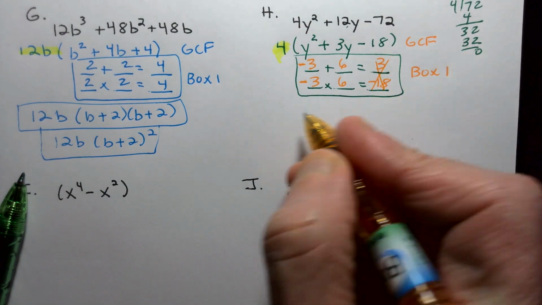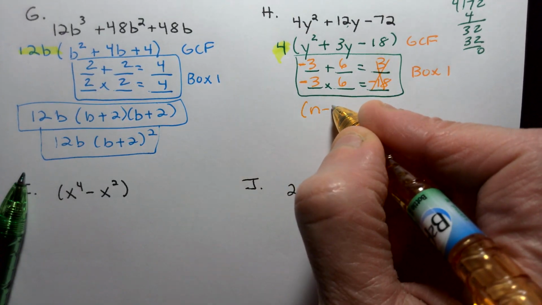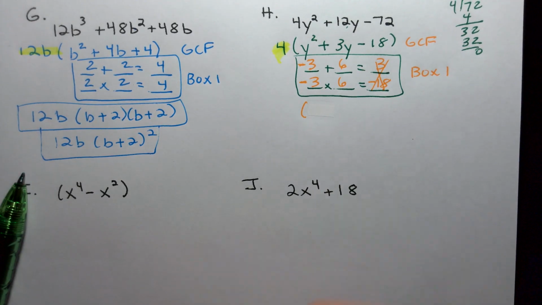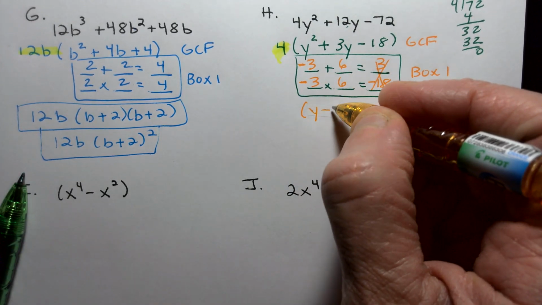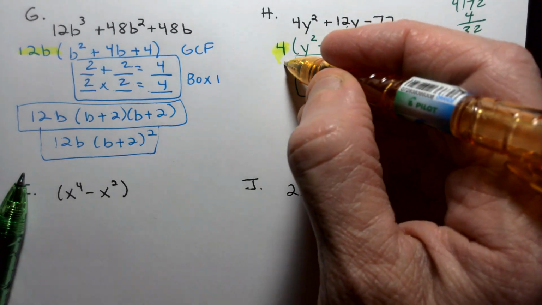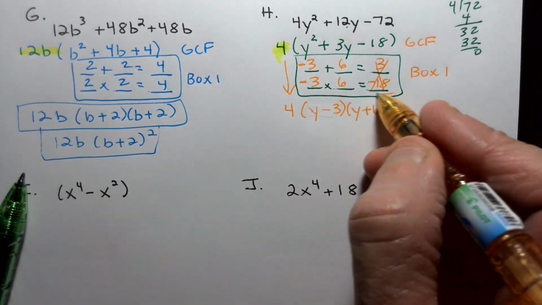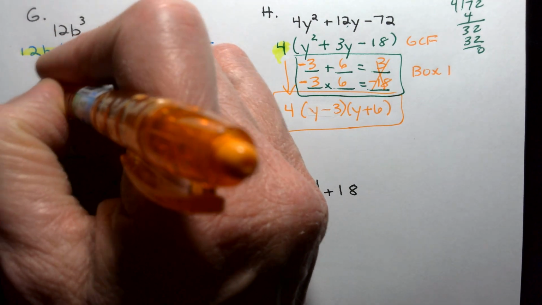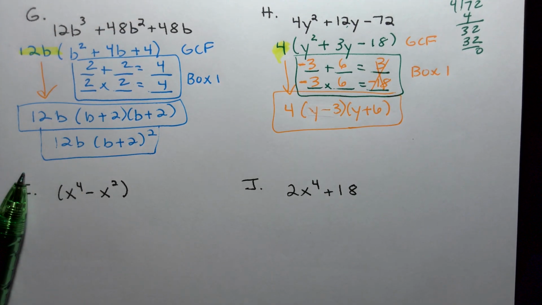All right, good. So we're going to write n minus, oh, it's not n, is it? It is a y minus 3 and a y plus 6. And because I highlighted that 4, I won't forget it. All right, let's look at the next one.